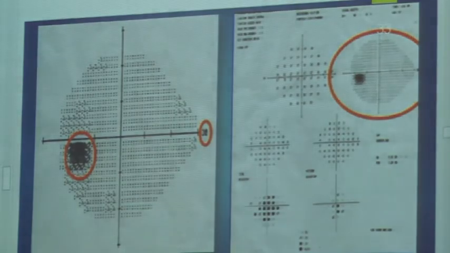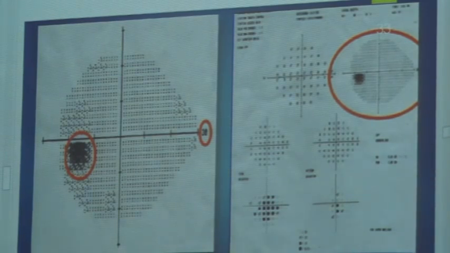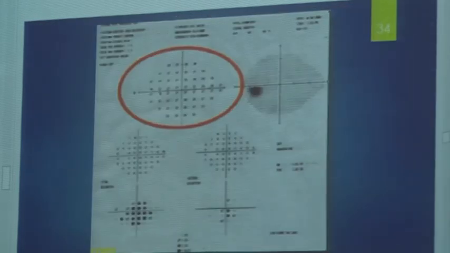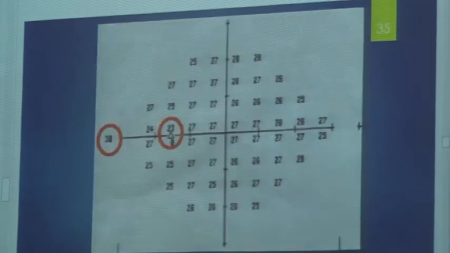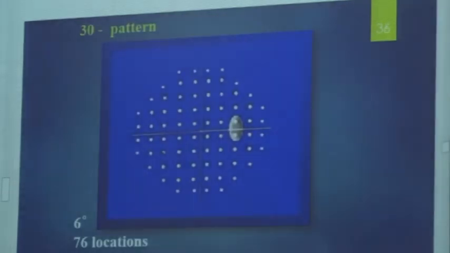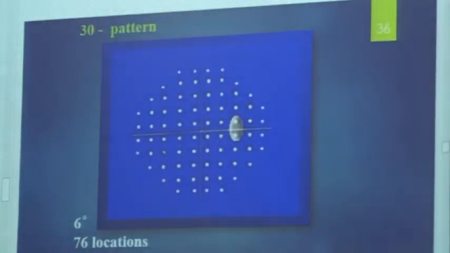This is the report where 30 is the 30 degree field and there is the blind spot, which is on the left side of the vertical, so it is the left eye report. This is the numerical graph. Here is also 30-2, 24-2, and this is the blind spot. This is the pattern.